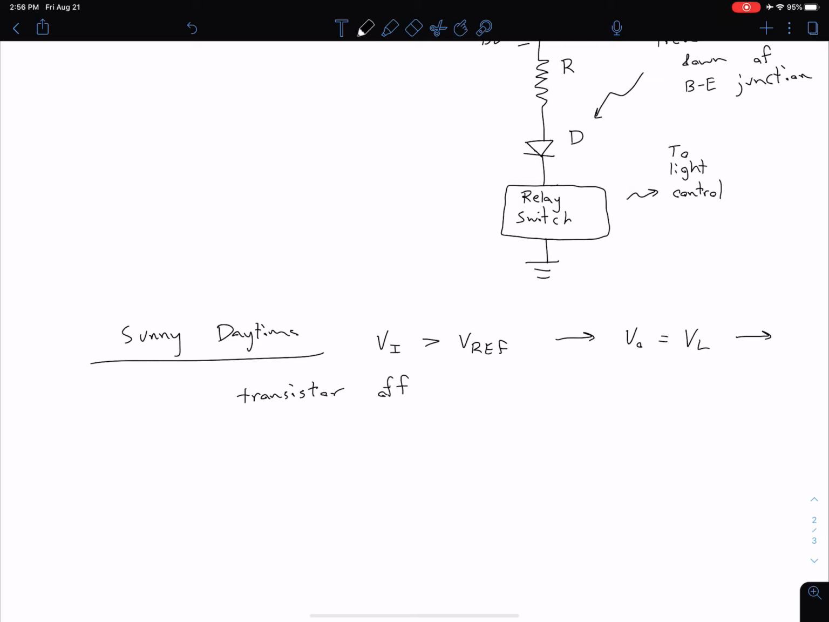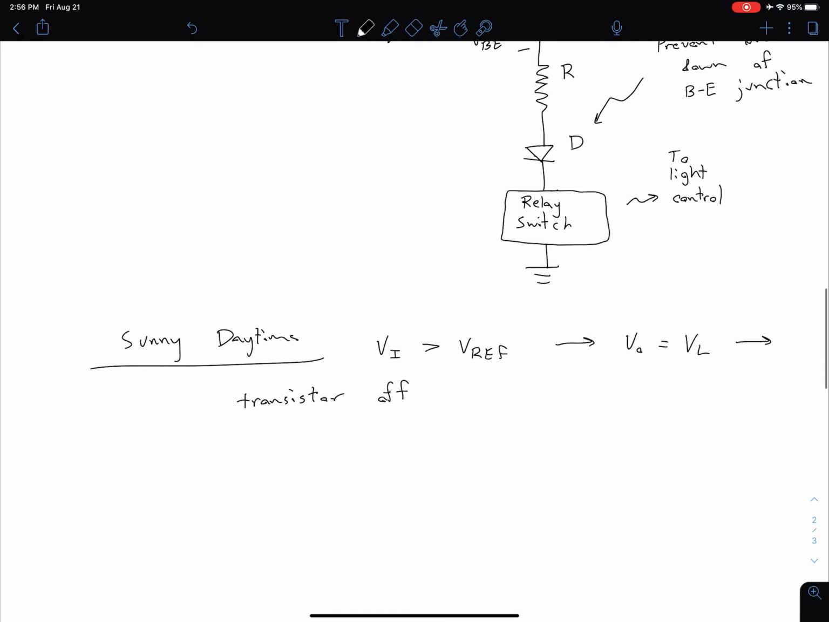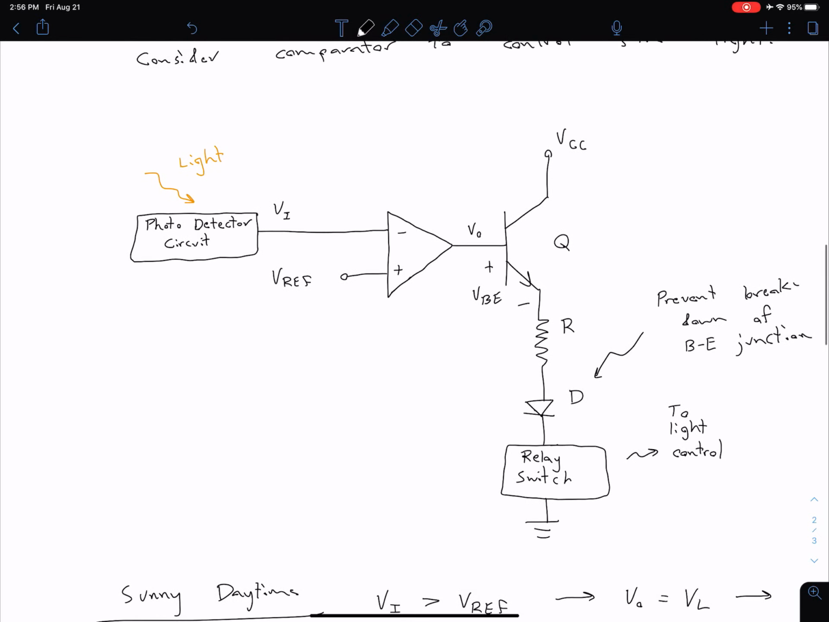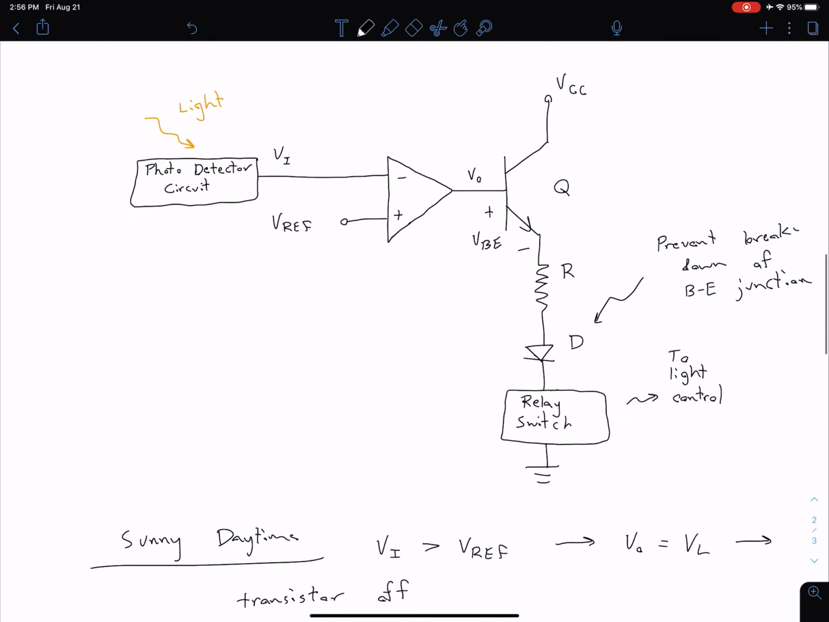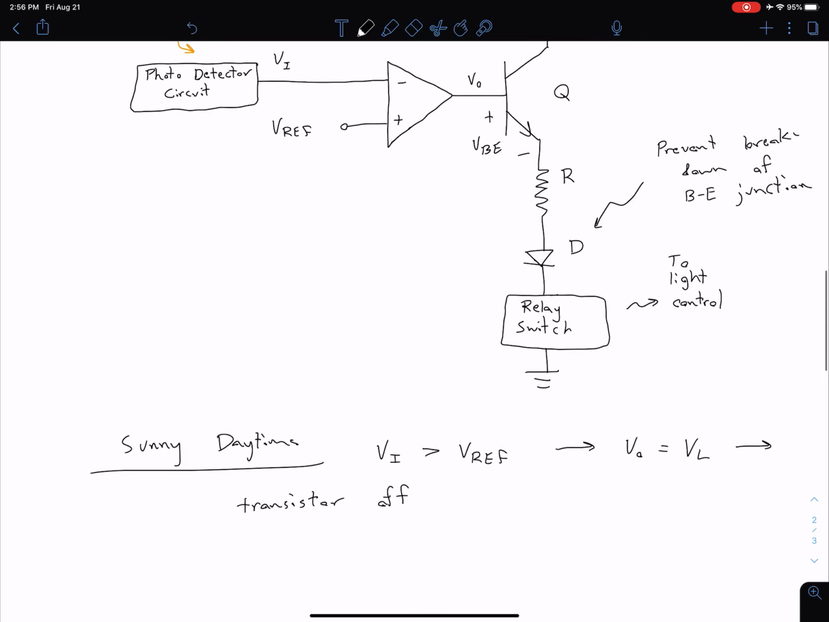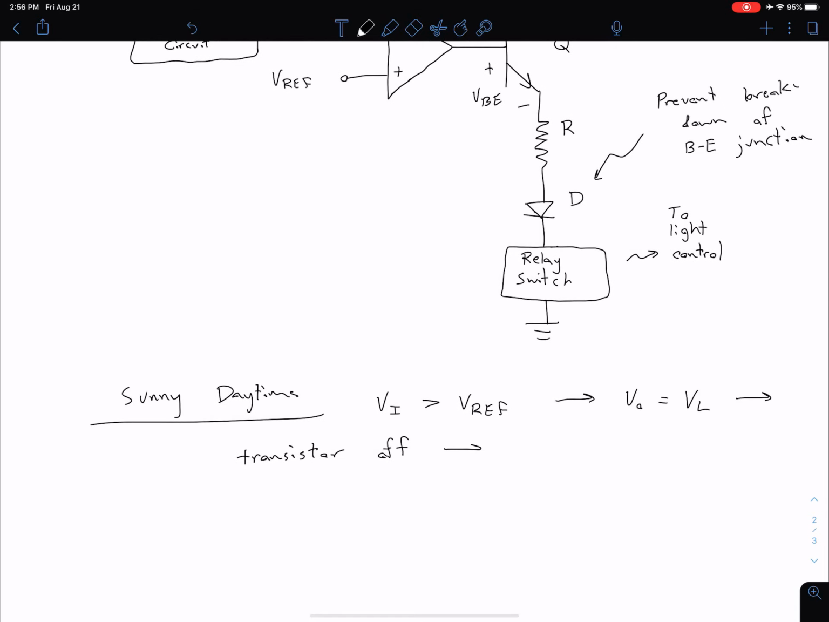And so we can think back to the physics of our transistor, or you can just think of a transistor as being a simple switch. When the transistor is off, it's not going to allow any current to flow through in this direction. So no current flowing through our transistor, no current coming out the emitter, means we have no current in our relay switch, which means our lights are going to be off, as we would expect.